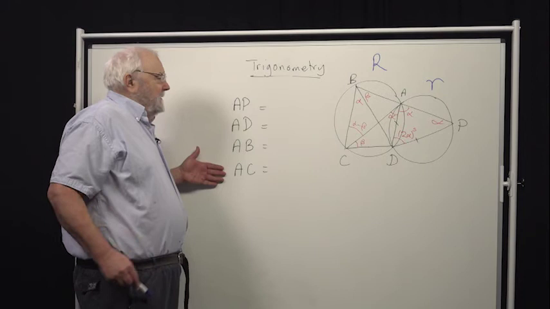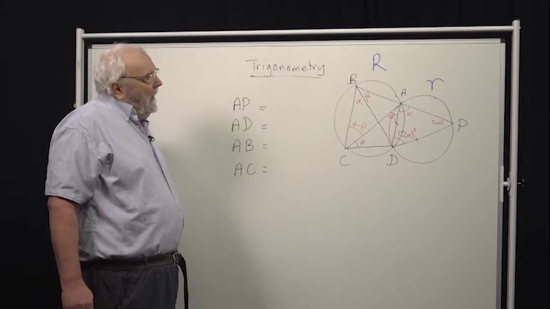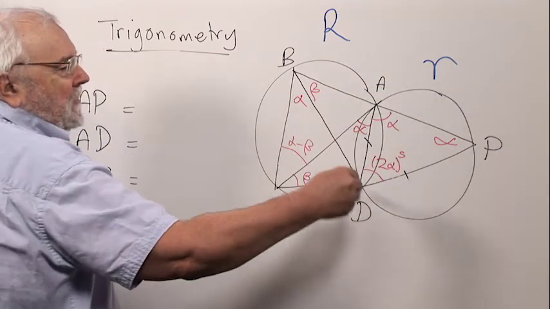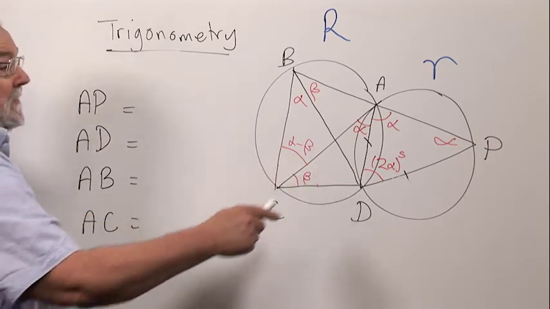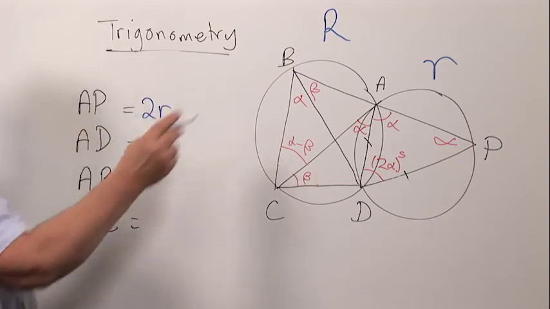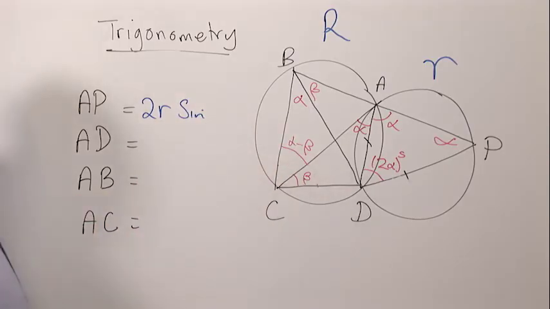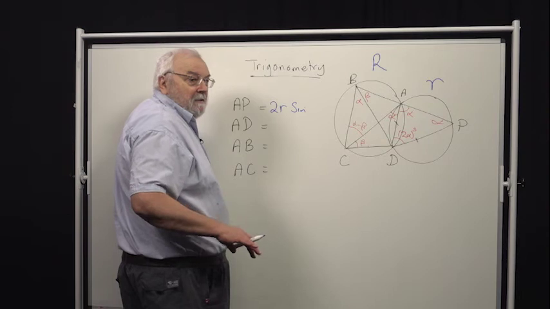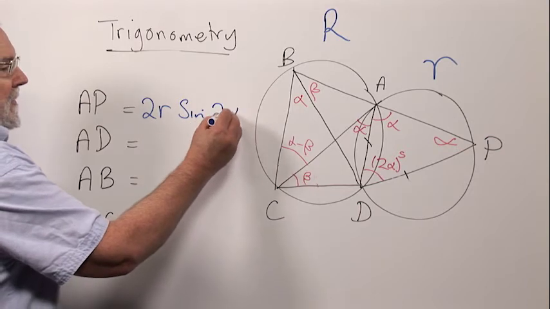Right, so here are 4 significant lengths in the diagram, and let's see if we can write down trig formulas for them. AP, well, that's a chord of the right-hand circle, and it's opposite the angle 2 alpha. So, well, 2 alpha supplement. So the value of this will be twice the circumradius of that circle, which I define to be little r, times the sine of the supplement of 2 alpha. But the sine of an angle and the sine of the supplement of the angle are equal. So we can forget about that supplement nonsense. So we're in business.